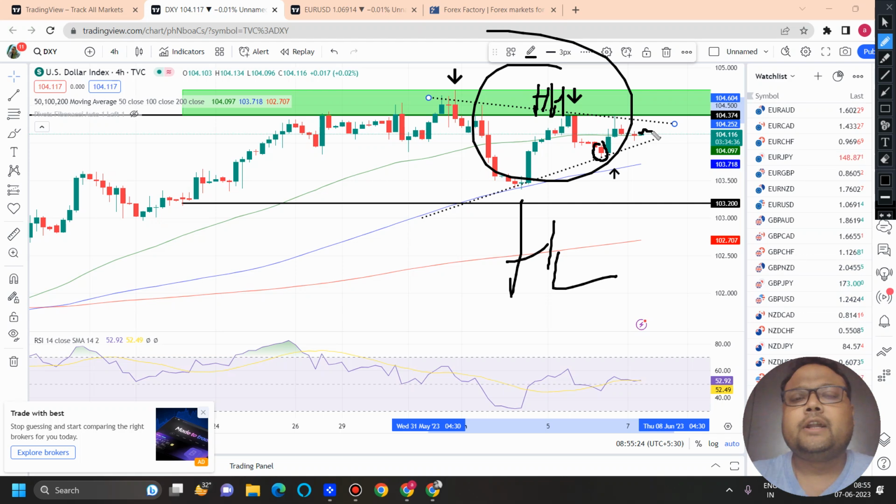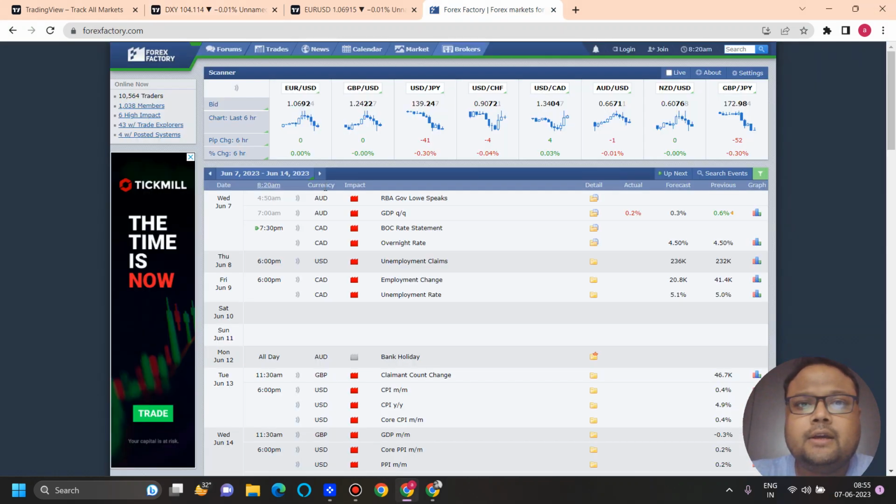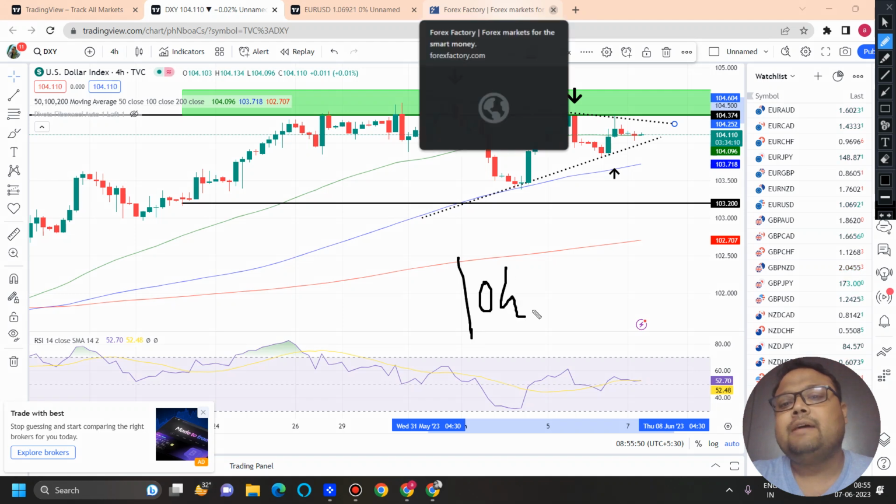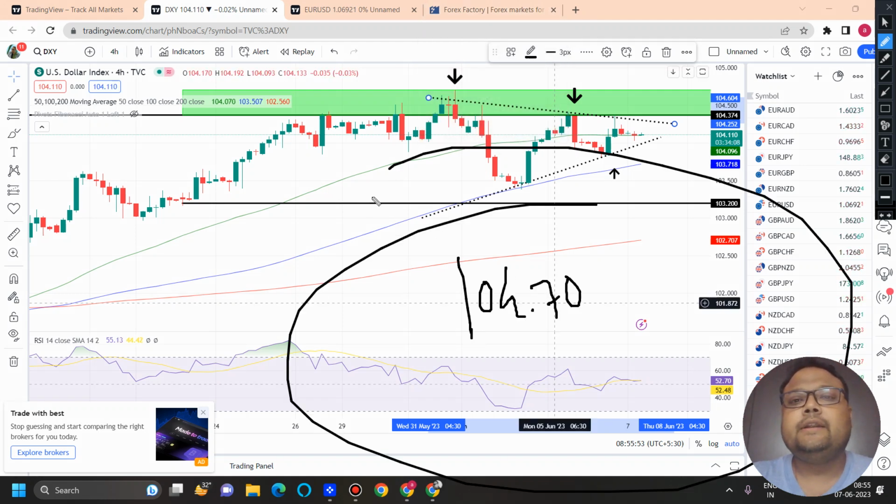I looked at forexfactory.com for some news, but sadly we don't have any news today. The news is coming tomorrow. So there is a possibility that till tomorrow the market may remain like this. But during the US session today, if the market shows a breakout, you can trade accordingly. On the chart of DXY, if the market really wants to continue the upside, DXY will have to cross 104.70. This is the resistance of DXY. It will have to cross this level here.